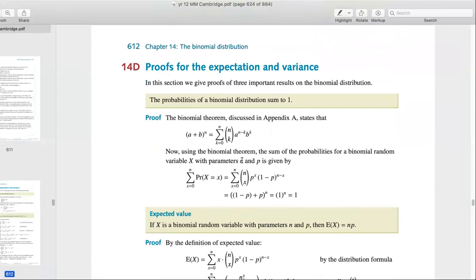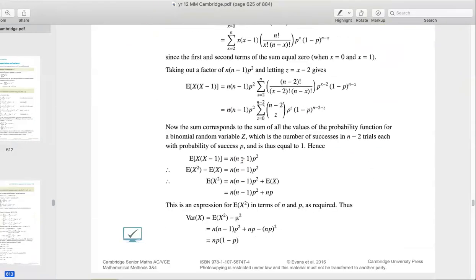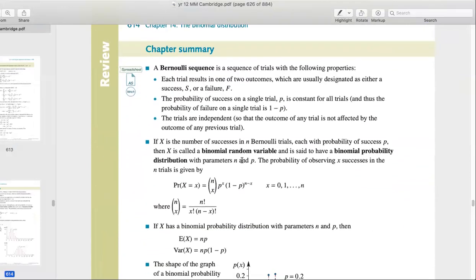So for 14D, they just prove the expectation and the variance. This one is just for your own interest, if you have time and if you really want to know why the binomial expectation and the variance are np and n times p times 1 minus p, you can look at this one. And this is pretty much it for the binomial distribution.